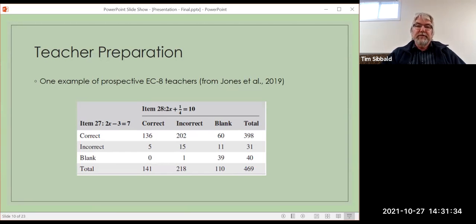what we have for the 2x minus 3 equals 7 is 398 out of 469. That's a lot. It's not perfect, but it's a lot. For the 2x plus a quarter equals 10, we have 141 out of 469. It is substantially less. It's not a little bit less, it is substantially less. And similarly, if you look at the number who left them blank, 40 versus 110, these are presumably people who didn't even have a way to start. These are potential teachers.